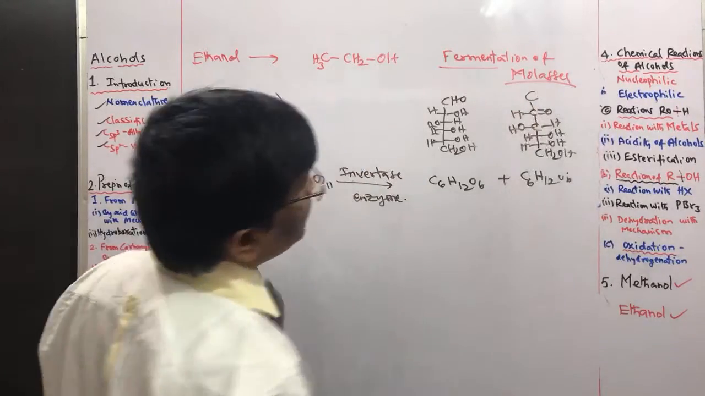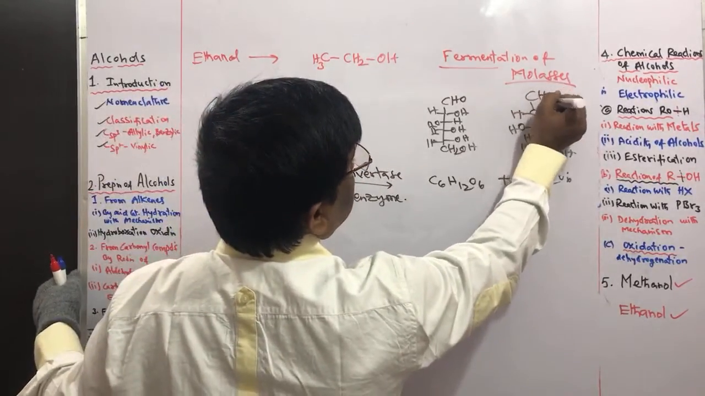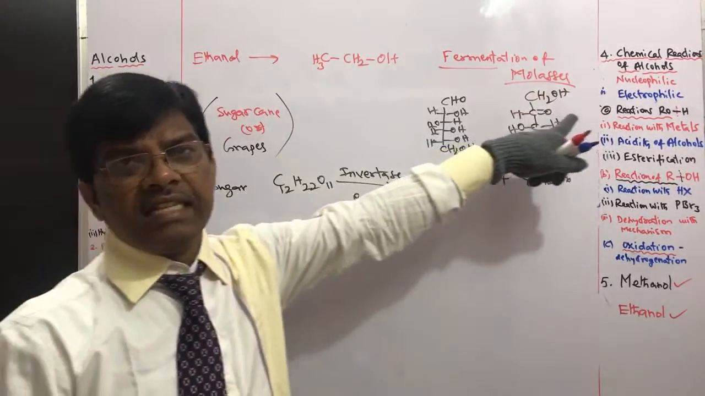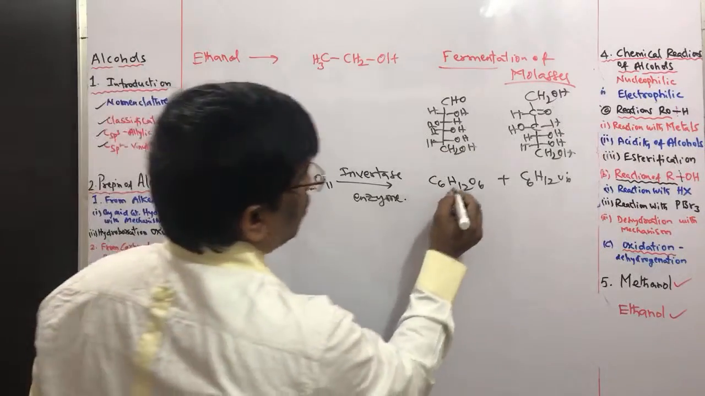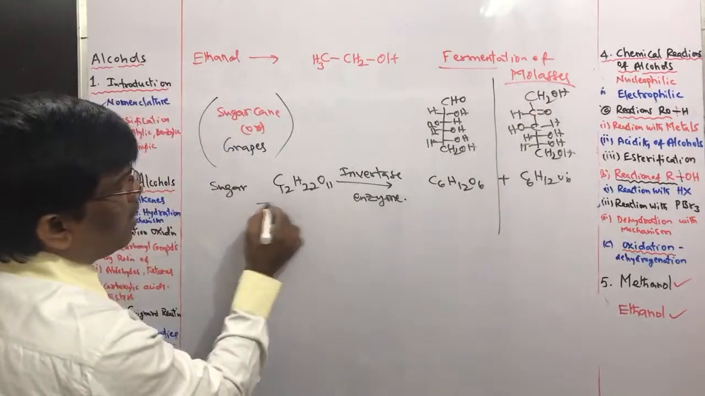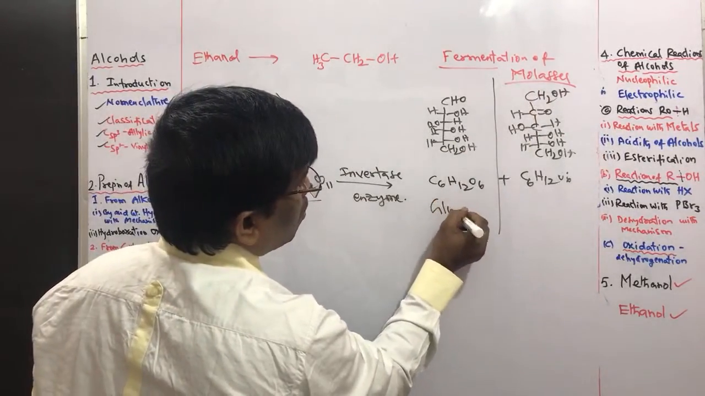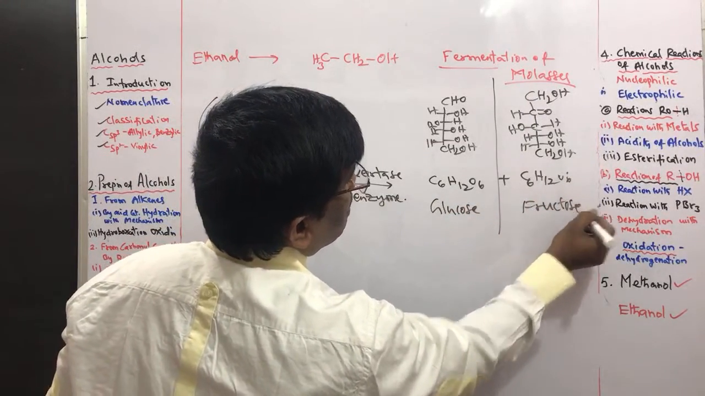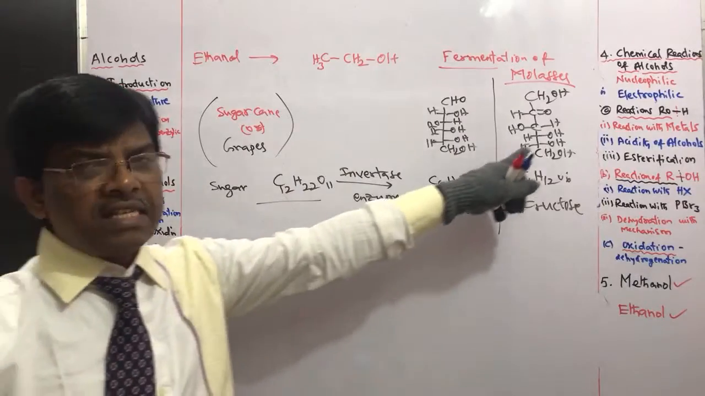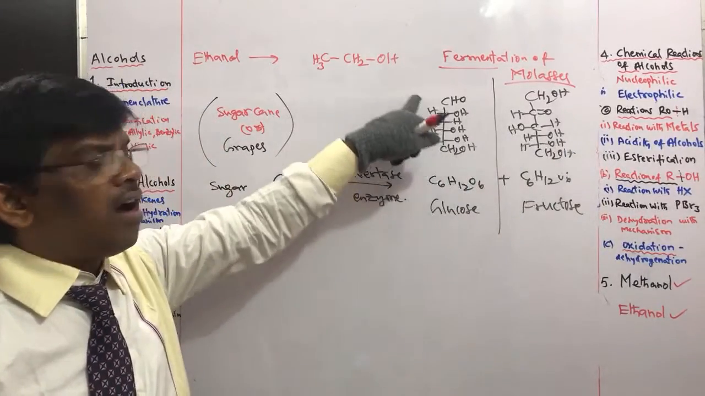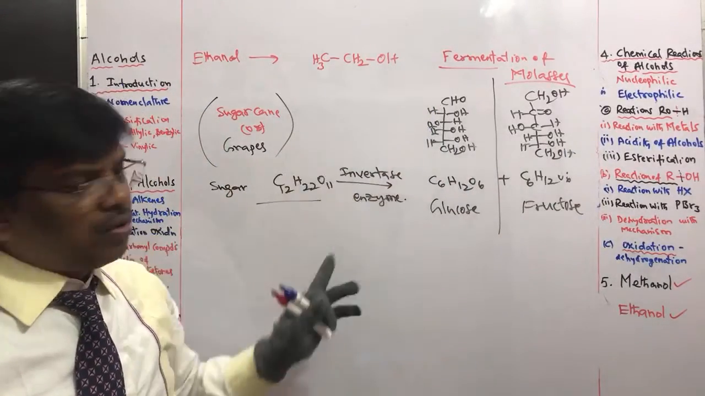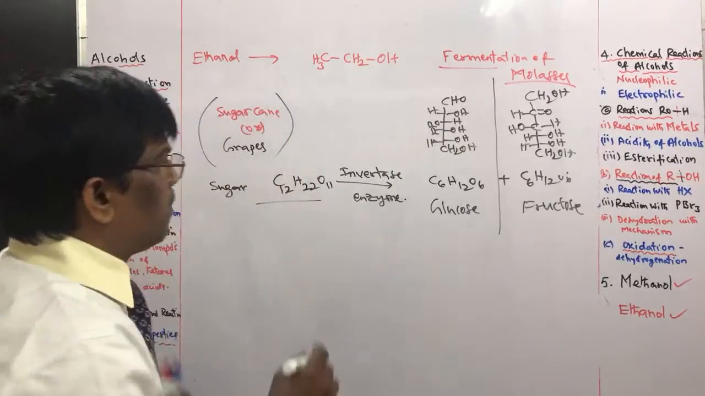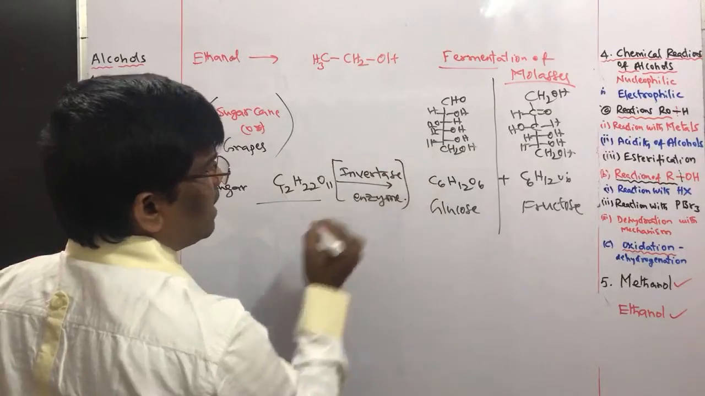And this is CH2OH, right? So this is aldehyde and this is ketone. So it is going to break sugar into glucose and fructose. Yes students, so fructose is a ketose and glucose is an aldehyde. This is how sugar is going to break into glucose and fructose by using invertase enzyme.